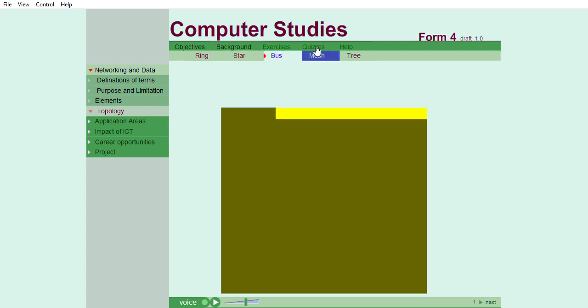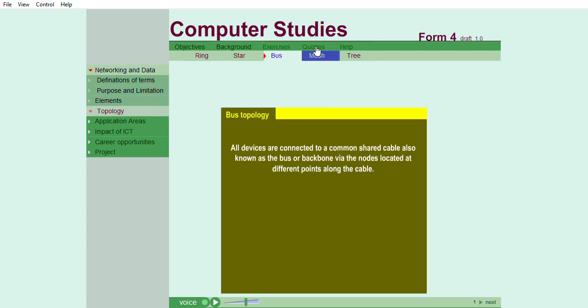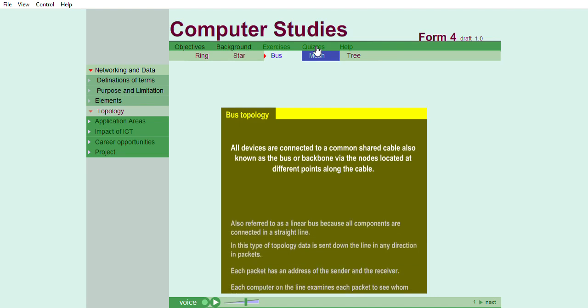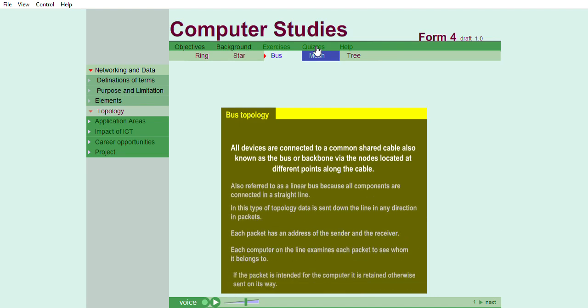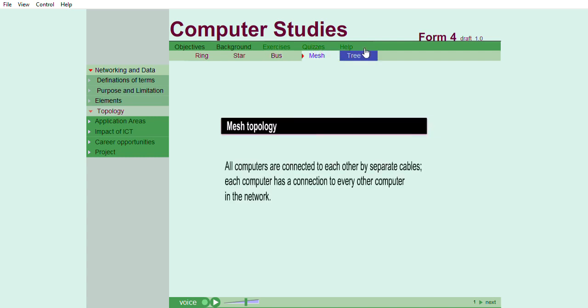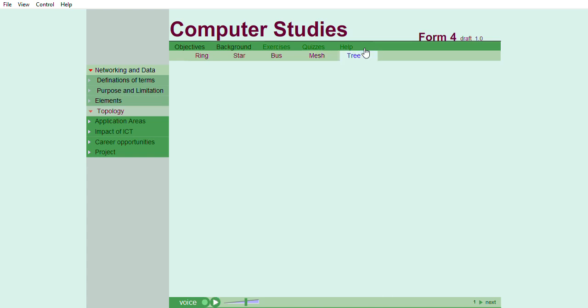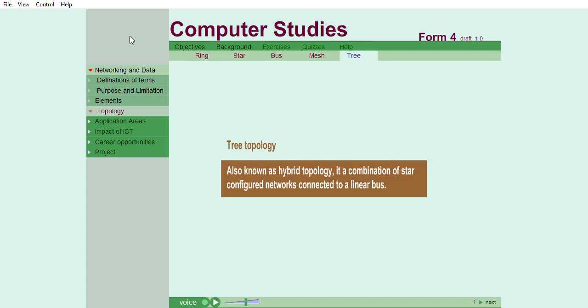Bus topology. All devices are connected to a common shared cable, also known as the bus or backbone, via nodes located at different points along the cable. Also referred to as a linear bus because all components are connected in a straight line. Mesh topology. All computers are connected to each other by separate cables. Each computer has a connection to every other computer in the network. Tree topology, also known as hybrid topology. It's a combination of star-configured networks connected to a linear bus.